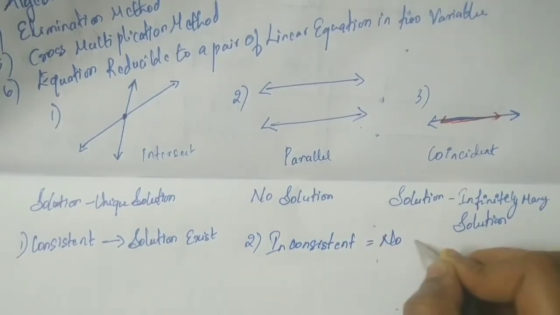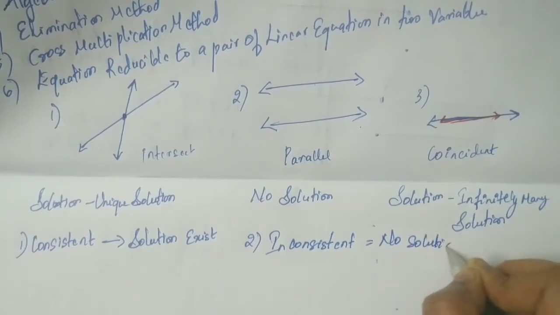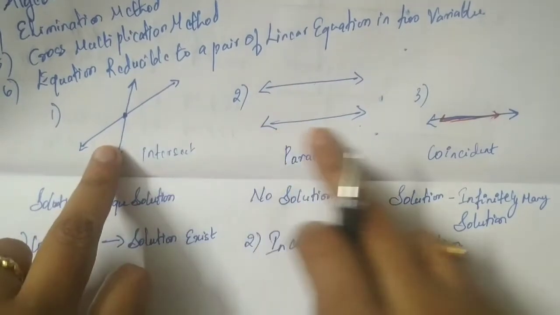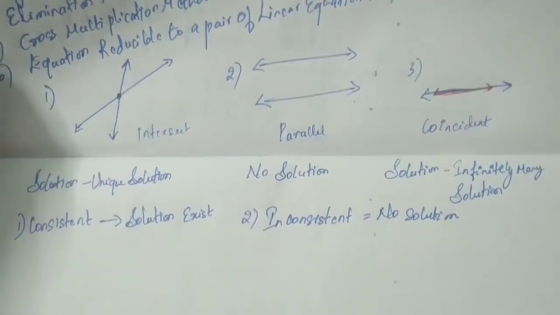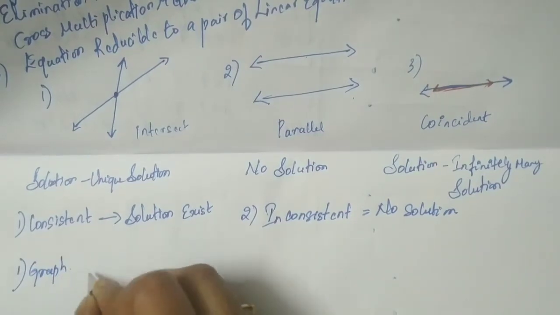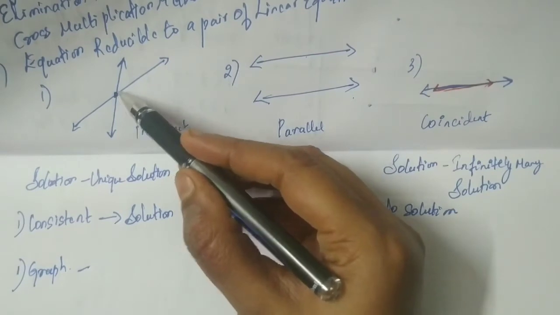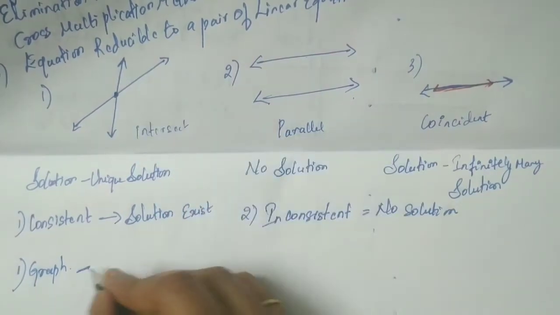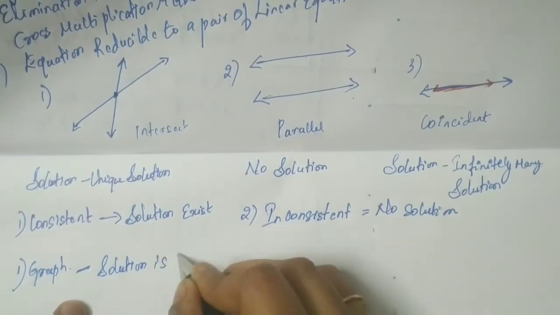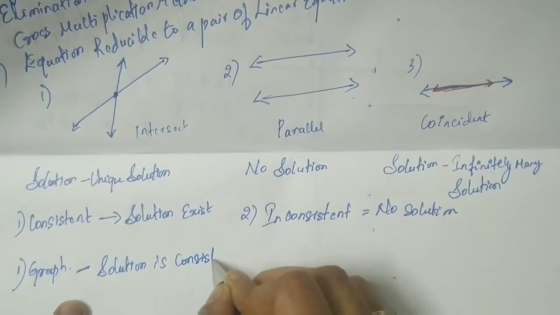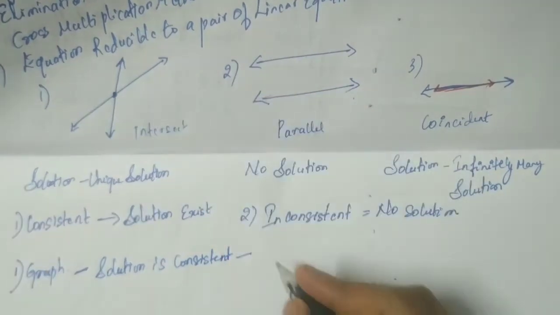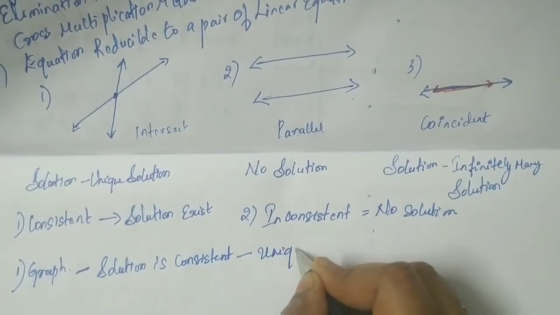Among the three graphs, you can clearly see which one does not have a solution. Parallel lines do not have a solution because they don't intersect. Intersection and coincident will have a solution. Parallel lines will not have a solution. Now consider the first graph. We will check whether it is consistent or inconsistent. As I told you, consistent means a solution is there. What is a solution? Two lines should intersect. Two lines should meet. There should be a relation between the first line and second line in common.